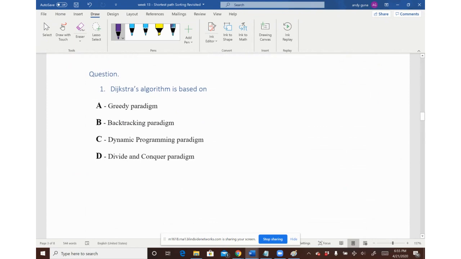The next question is, Dijkstra's algorithm is based on which paradigm?